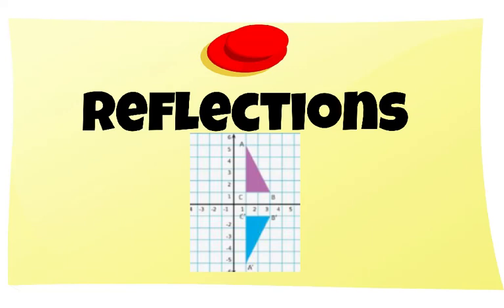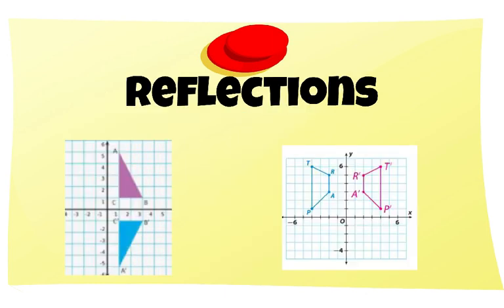In this video, we're going to talk about reflections. Remember, reflections are just a flip across a certain line. So when we're reflecting, we usually reflect either across our x-axis or our y-axis. Let's look at these two reflections that I have. What did they reflect over?